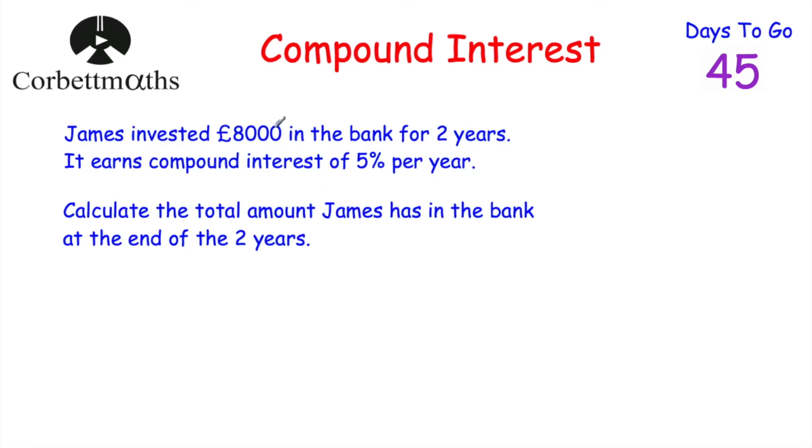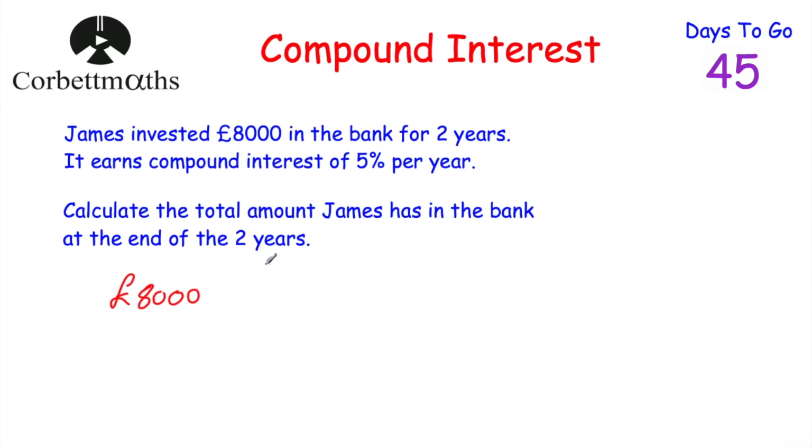So he puts £8,000 in the bank. So let's find out how much money James has in the bank after 1 year. So let's take the £8,000, and we're going to work out 5% of it. Now one approach would be to divide by 100, which is £80, and then times it by 5, which would be £400. That's one approach. Or another approach could be to get 10% and then half it to get 5%. So either one of those approaches would be fine.